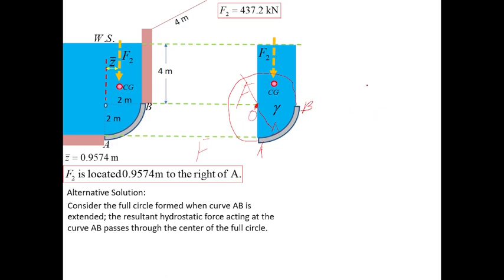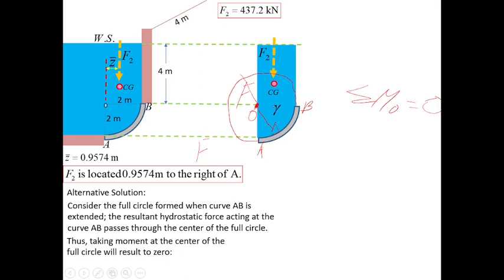So, pag nag-moment tayo sa O, dahil dumadaan yung resultant hydrostatic force dito, pag nag-moment tayo dyan, ibig sabihin niyan, zero yung ating moment. Dahil, pag yung force dumadaan sa point na kung saan magmo-moment tayo, zero ang sagot. No? Zero yung sagot. So, in that case, thus taking moment at the center of the full circle will result to zero.